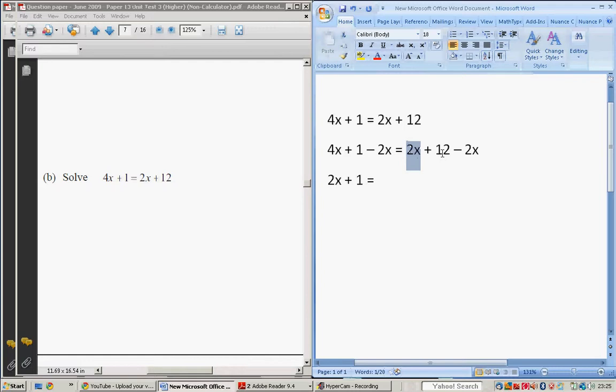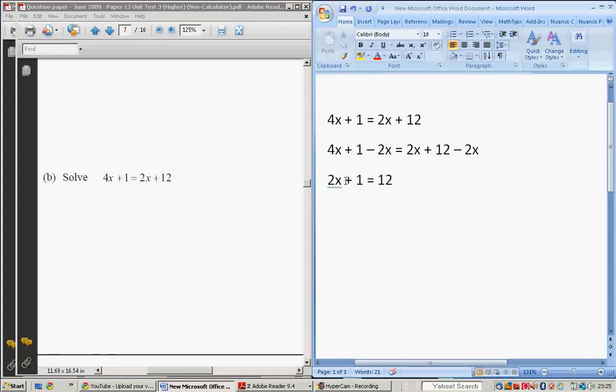Well, 2x minus 2x leaves us with a 0, and 0 plus 12 is simply 12, so we just write down 12. 2x minus 2x plus 12 leaves us with 0 plus 12, which is just 12. So we've simplified things a little. 2x plus 1 equals 12. We now know that 2 times that number we're trying to find plus 1 equals 12. So let's go one step further.